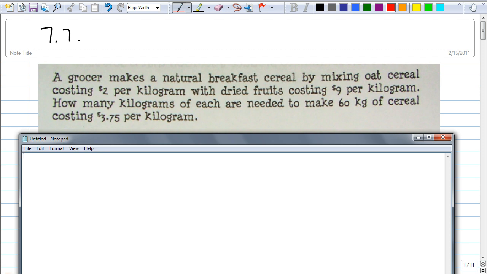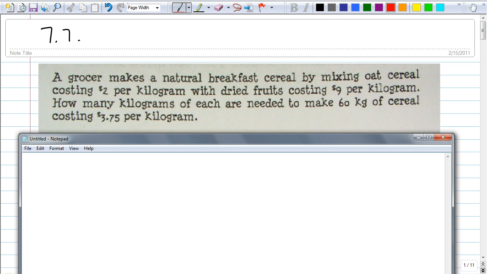The price will be higher. Is that right? Oh, yeah, because as you can see, how much is the dry fruit per kilogram? $9, whereas the cereal is only $2. So we want it in a certain ratio so that the cost is $3.75. As you can see, if I do half and half, it's going to be a lot more expensive than $3.75. Does that make sense, guys?